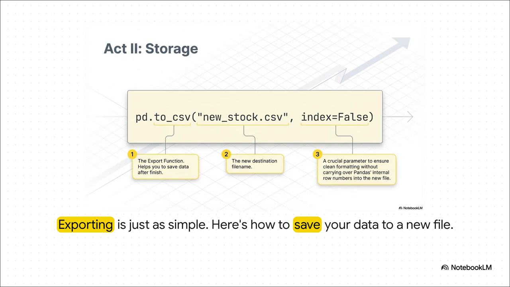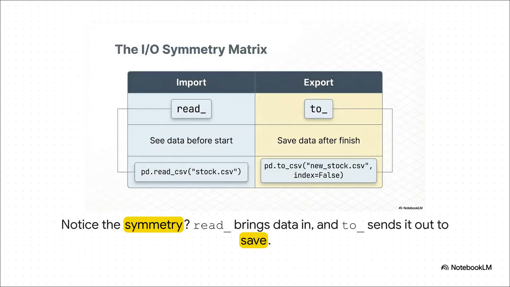So first, you call the to_csv function. Simple. Then, you give it the name for the new file, and here, this is a crucial pro tip. That index=False part, it's super important. It tells Pandas not to write its own row numbers into your file, which keeps things nice and clean. And right here, you start to see this perfect symmetry, don't you? The read functions bring data in so you can see it and work with it. The to functions send that data back out so you can save your work. It's just a really elegant and simple loop.